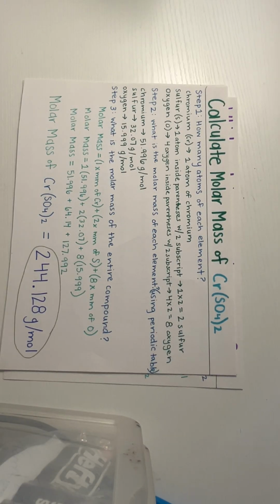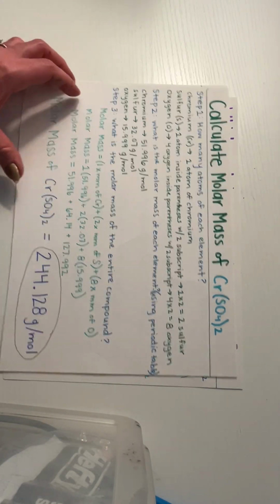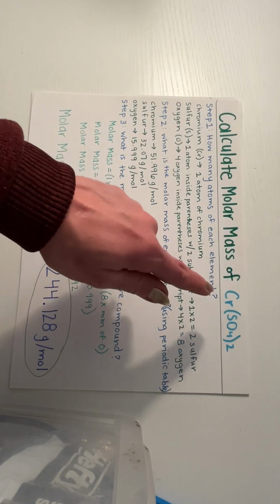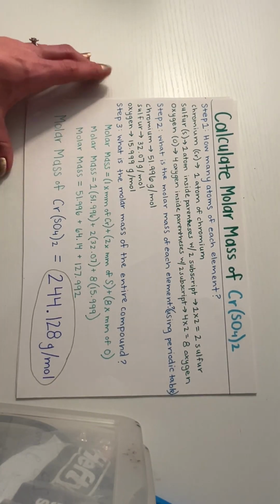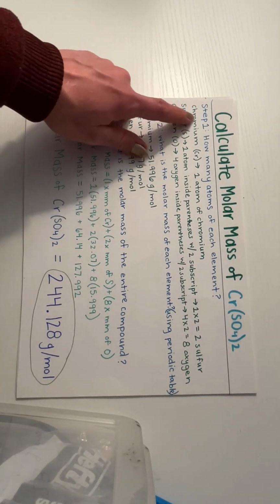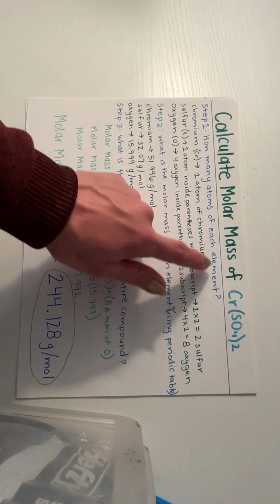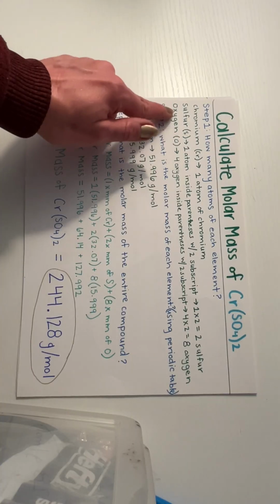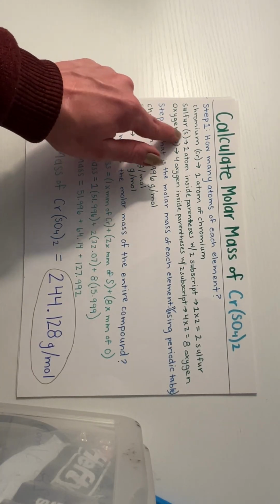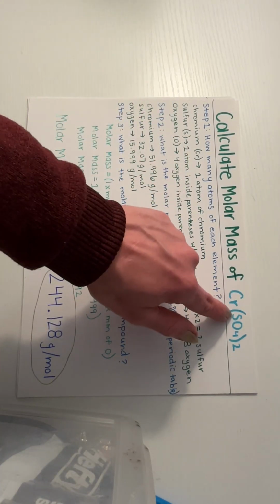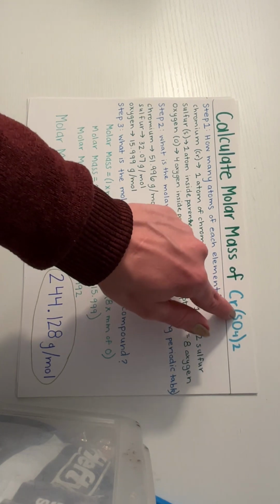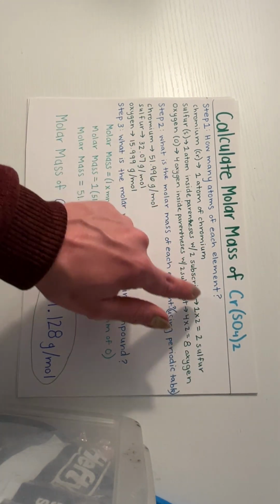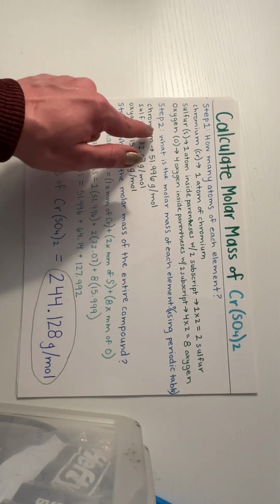And then question 4 is calculate the molar mass of Cr(SO4)2. So step 1, how many atoms are in each element? The chromium, Cr, has 1 atom. The sulfur, the S, has 1 atom, but it's in the parentheses with a subscript of 2. So you're going to do 1 times 2 equals 2 sulfur.